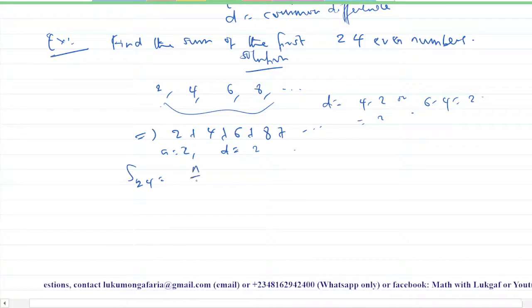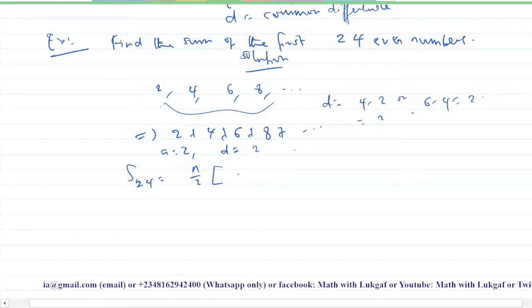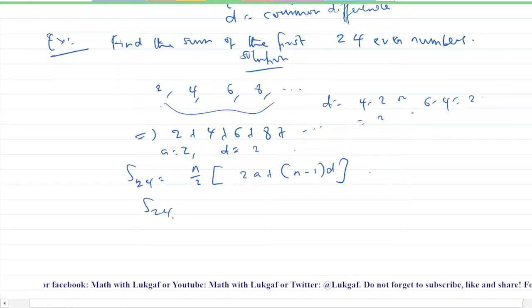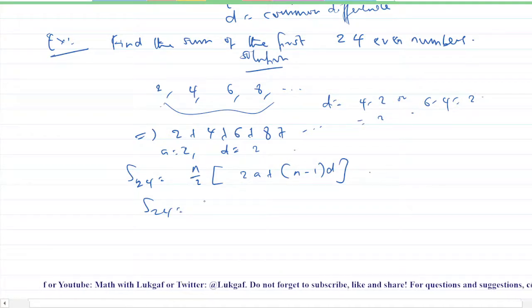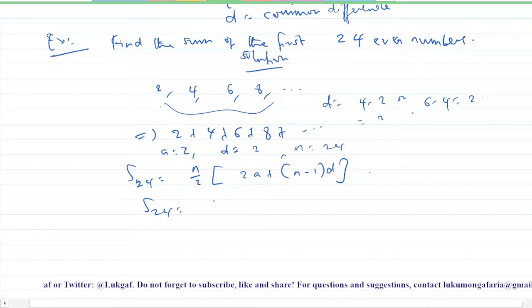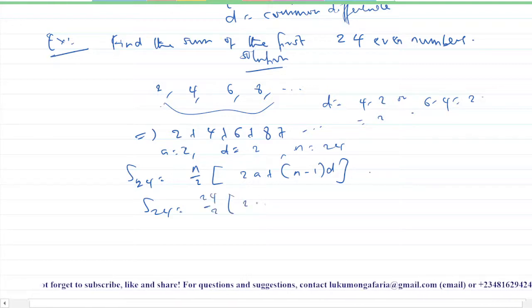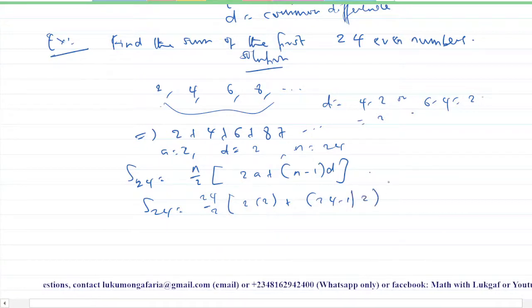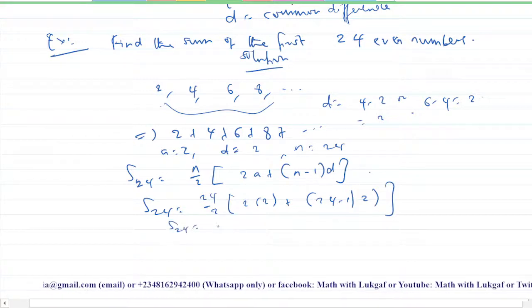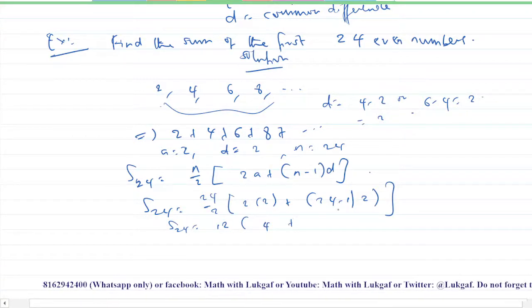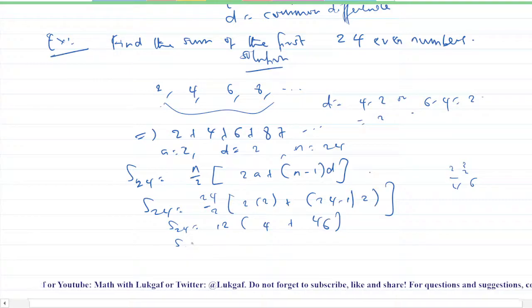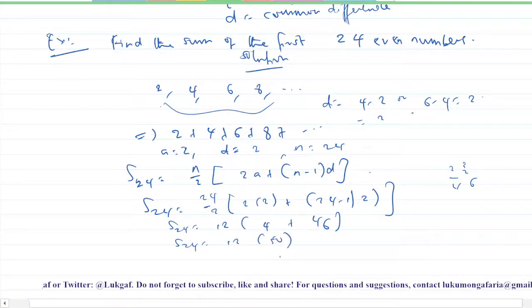Then you write your formula. Don't forget the formula I put up there. You don't need to memorize. That's n over 2 into 2a plus n minus 1 d. Then you substitute these parameters into your formula. Your n now is 24, right? Then you have 24 divided by 2, into 2 times 2, plus 24 minus 1, and your d is also 2. Then if you simplify further, your S24 is going to give me 12, this is 4, then plus 23 times 2. That's 46. So I'm going to have 12 multiplied by 50, and that's going to give me 600.